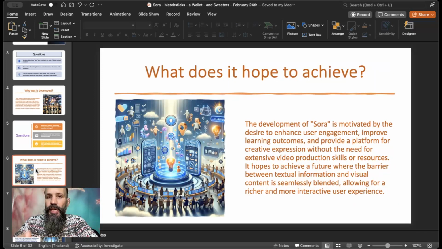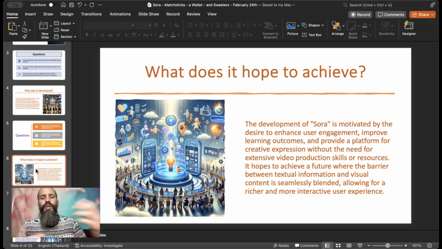What does it hope to achieve? The development of Sora is motivated by the desire to enhance user engagement, improve learning outcomes, and provide a platform for creative expression without the need for extensive video production skills or resources. It hopes to achieve a future where the barrier between textual information and visual context is seamlessly blended, allowing for a richer or more interactive user experience.